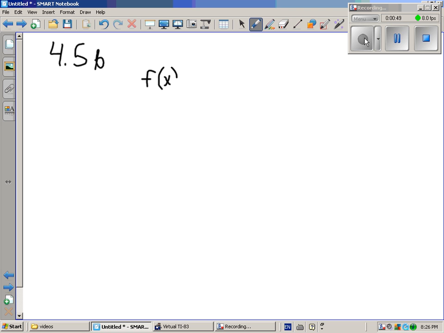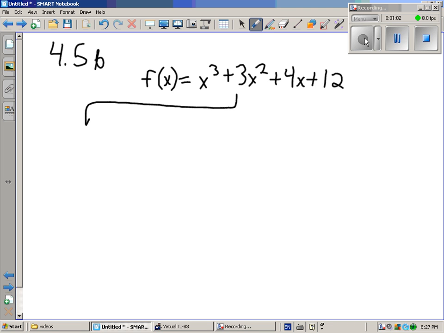F of x is equal to x cubed plus 3x squared plus 4x plus 12. Okay, now I'm going to put a little arrow there because I am actually going to come back to this after we solve this and show you a way that we can use some of the things that we already know to make our lives a little bit easier. But first of all, let's do it by the book.